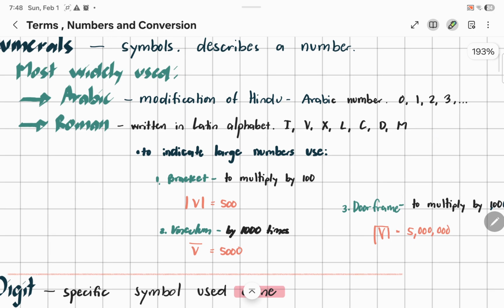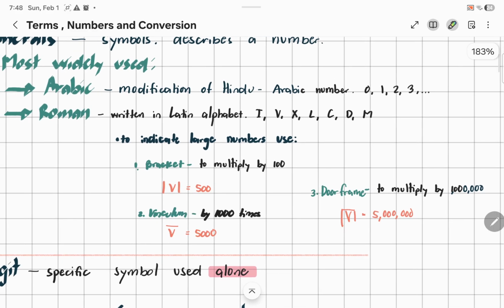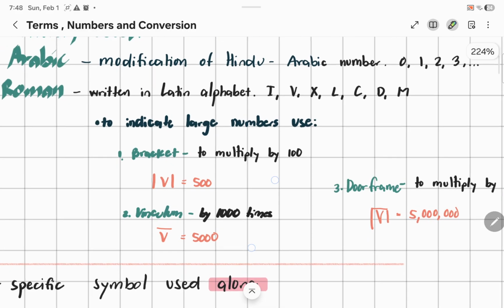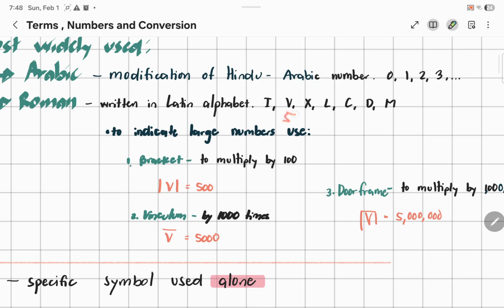Now, if you wonder how to indicate large numbers, these are used in Roman numerals. A bracket is used to multiply by 100. For example, we have the V, which refers to 5. You add the bracket around the V in order to obtain 500, because V is 5 times 100. Therefore, 5 times 100 is equal to 500, and this is the Roman numeral of 500.